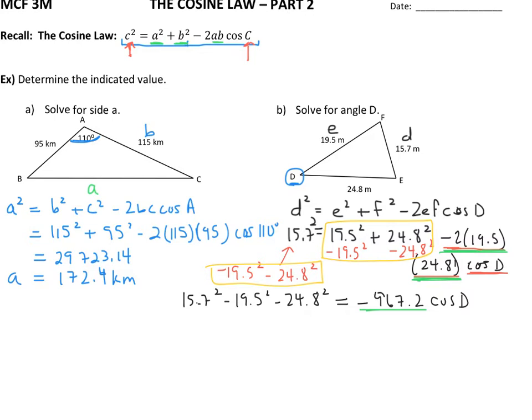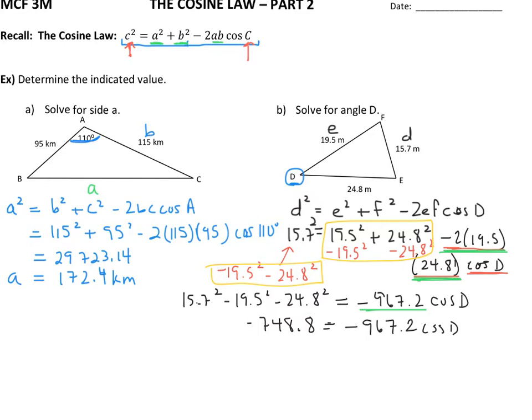Now, I'm going to actually calculate that left side with my calculator. 15.7 squared. I'm going to subtract 19.5 squared and subtract 24.8 squared. And I get negative 748.8, and that's equal to negative 967.2 times the cosine of angle D.